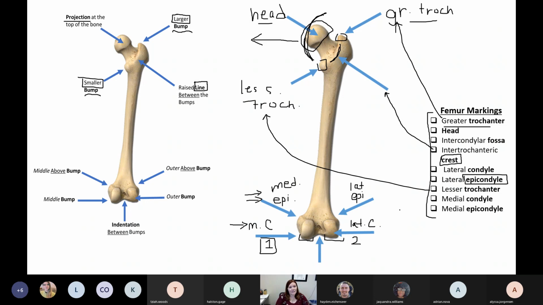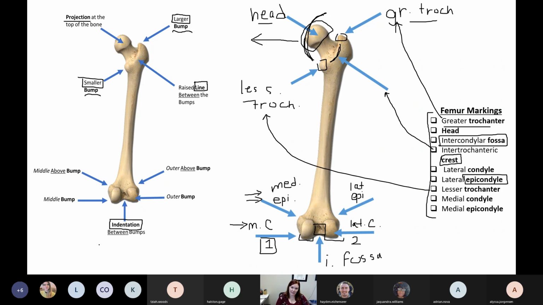The only thing left to label on the femur then is this indentation that we have here in the middle. This indentation is called the intercondylar fossa. Notice that the fossa word is in bold, as is the word indentation.